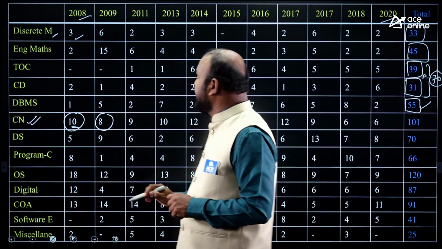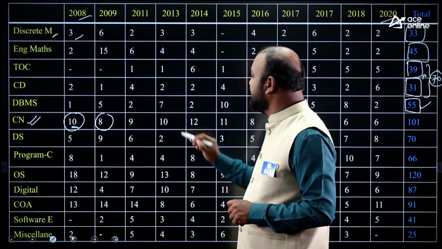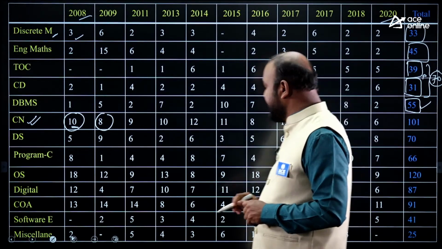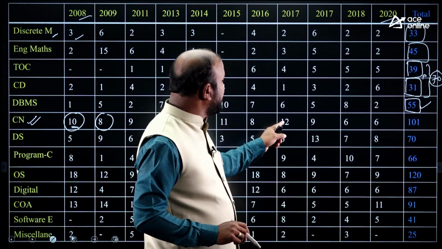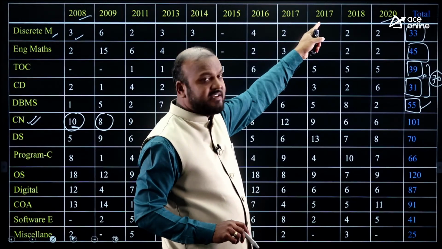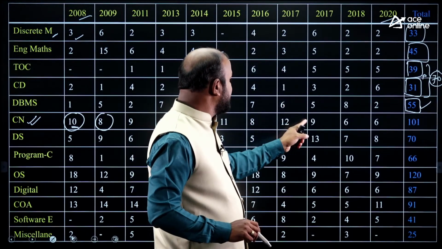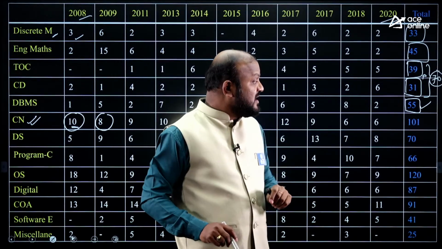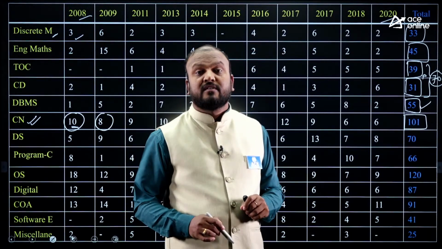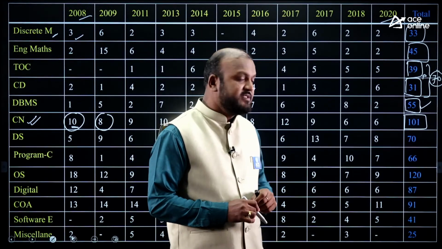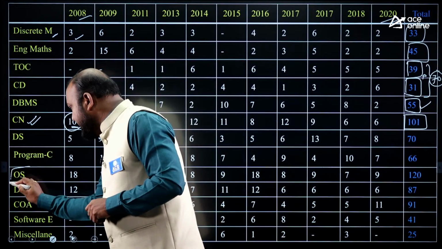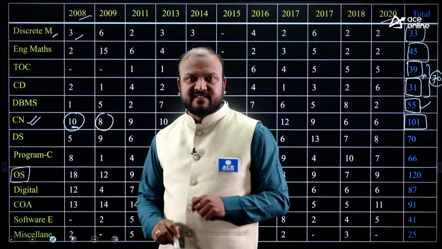In 2009, 8 questions, '11 9 questions, '13 10 questions, '14 12 questions, '15 11 questions, and '16 8 questions. Look, '17 12, and in '17 there were 2 recruitments, one in May and one in December. And in both the times, it is 12, 9, 6, 6. So totally, so far, in these years, I can see 101 questions came. And along with this, more weightage is there for the operating system.